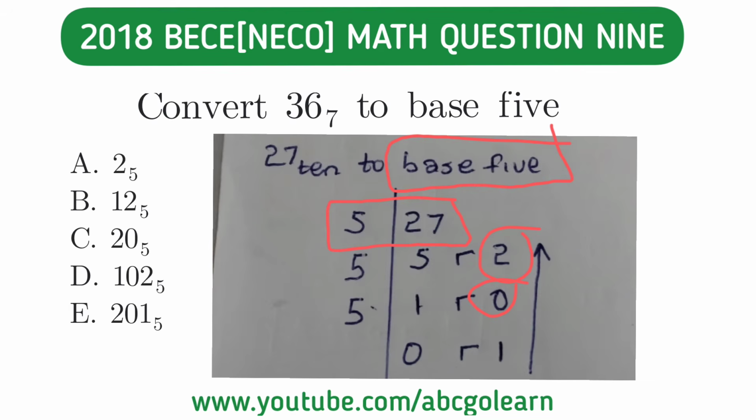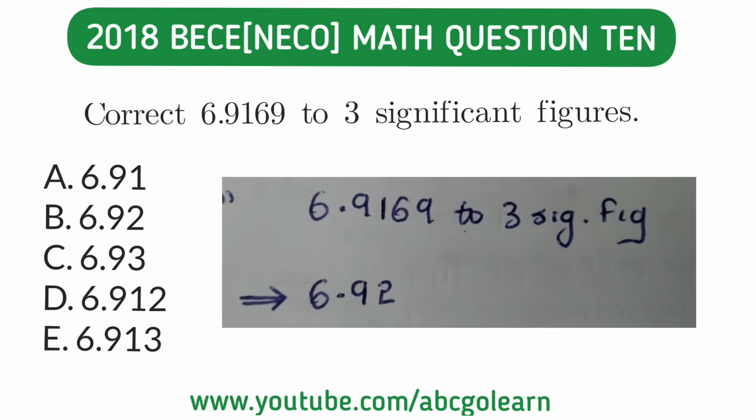After you've done this, you will know that our answer is 102 in base 5. How? If you want to know our answer, you would start from the base of these remainders. That's 102. That's it, and that's all. You've gotten your answer. The answer is D.